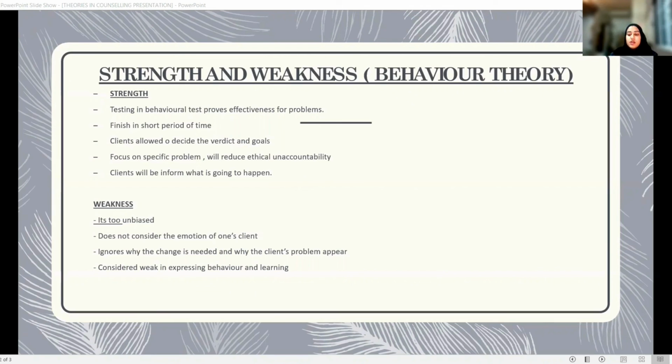This theory is mainly, like I said before, to cure and solve the problem given by the client. It ignores why the problem given by the client needs to change, and why the client's problem appeared at first. All of this is not included in this theory. That is also one of the weaknesses of this theory. And then it is also considered weak in expressing behavior and learning. I'll continue with the next slide.